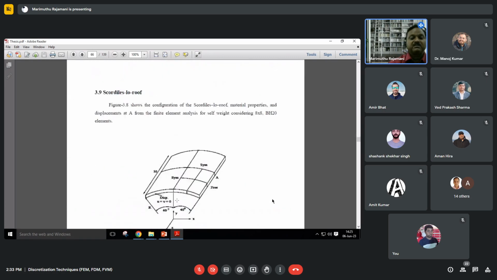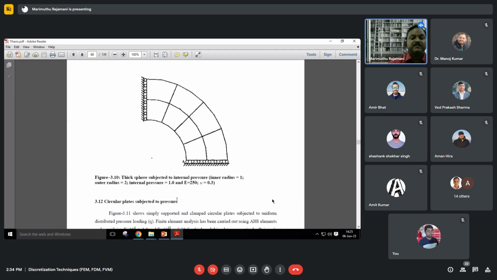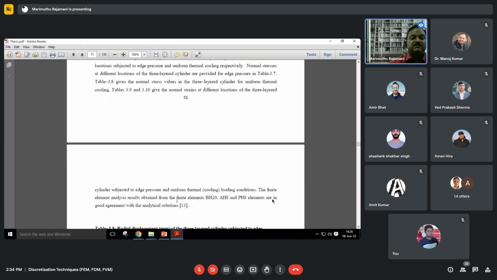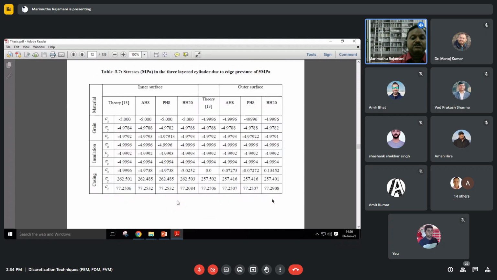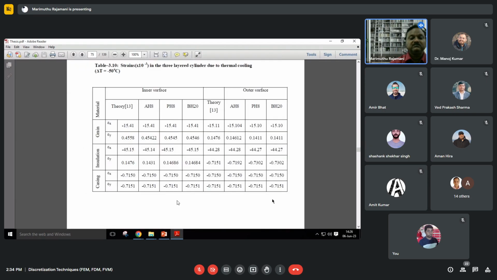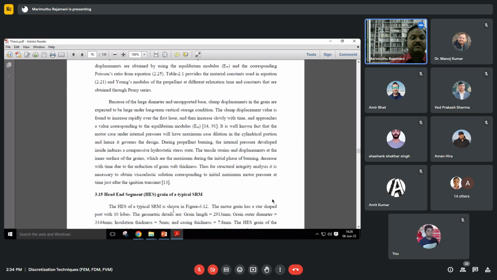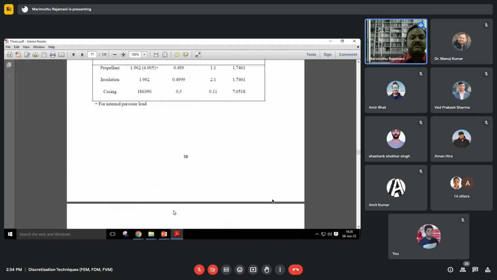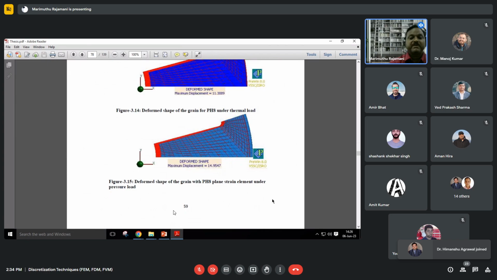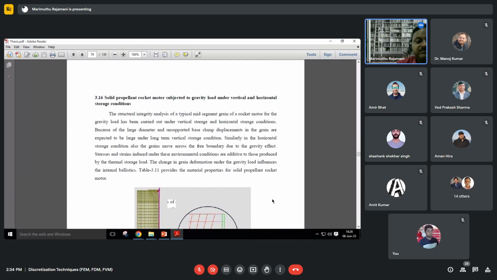So these are some of the problems we have solved using this constraint variation problem. And this is to show that this element works well. Finally, this is being used in solid rocket motor cases, and results obtained using the present method have been compared with the commercially available software called Mark.